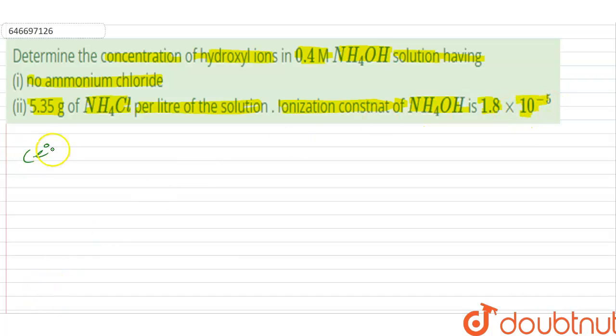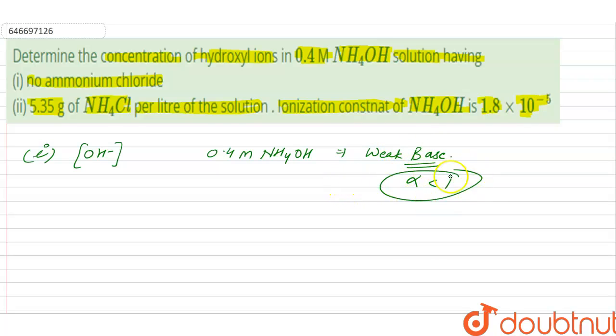So for the first case, we have to tell the concentration of OH minus ions in 0.4 molar NH4OH. This NH4OH is a weak base, so its dissociation constant alpha is very much less than 1. So we write the equation NH4OH gives NH4 positive plus OH minus.